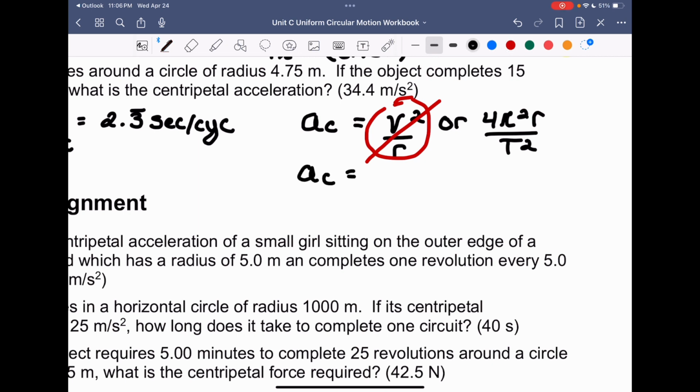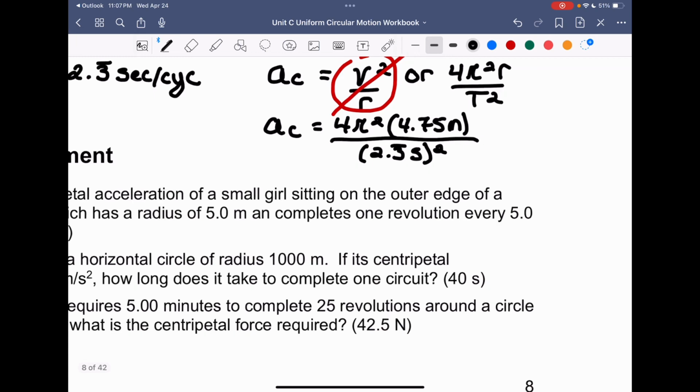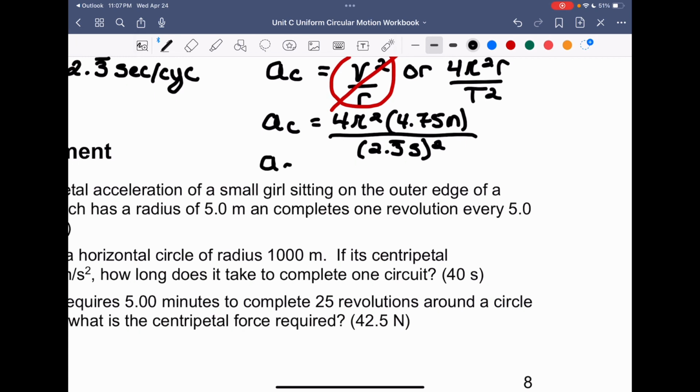AC is equal to 4 pi squared r, which was equal to 4.75 meters, divided by the t squared, which was 2.3 repeated. And try to put as many decimal places as you can there, because you really want to make sure that you get the most accurate value. And if you just truncate it to 2.3 right away, your answer may be different than other people around you. Now, the centripetal acceleration is equal to, for this piece, we get 34.4 meters per second squared, because we got our 3 significant digits. Excellent, there's our answer.